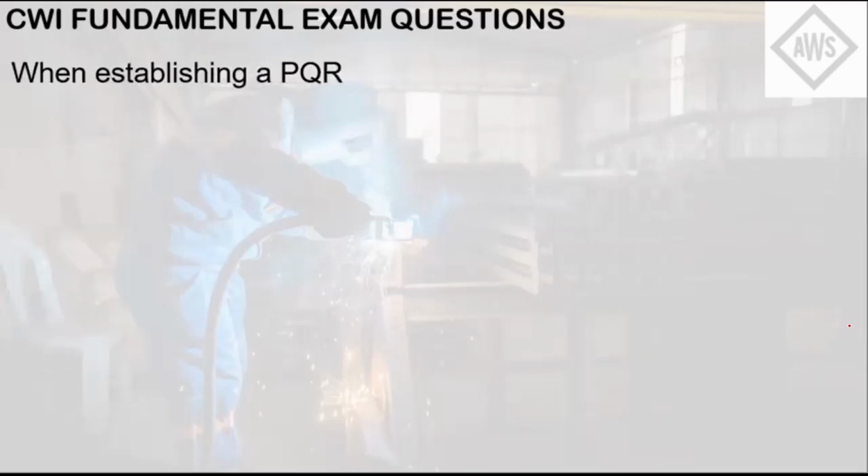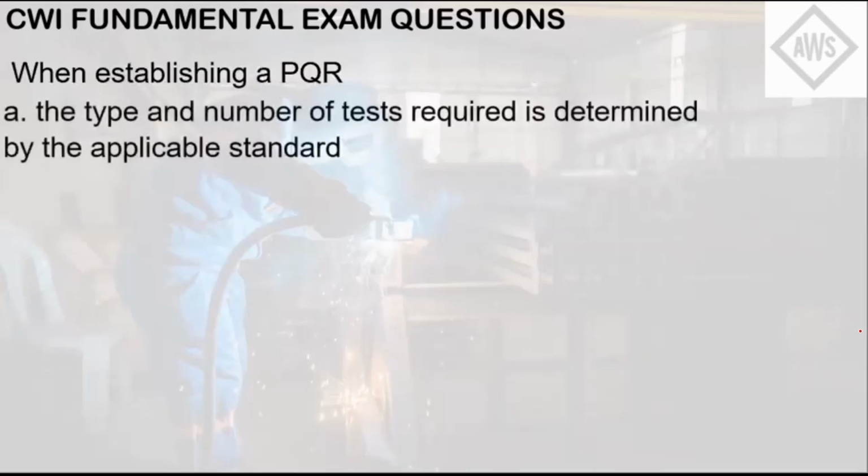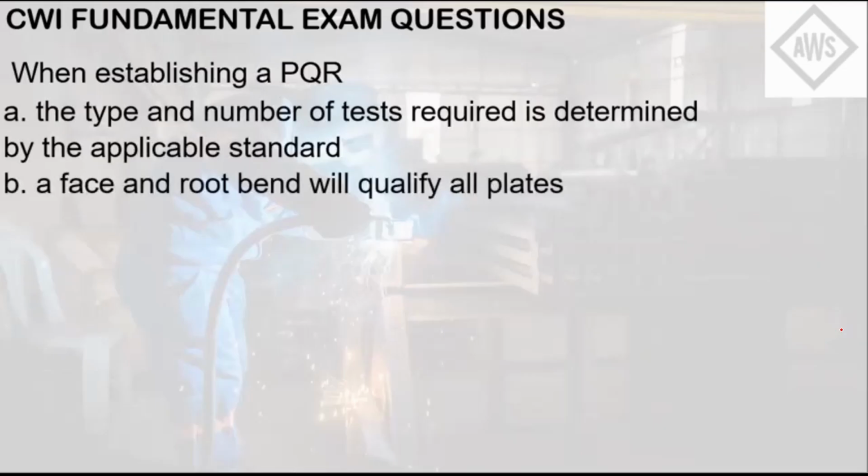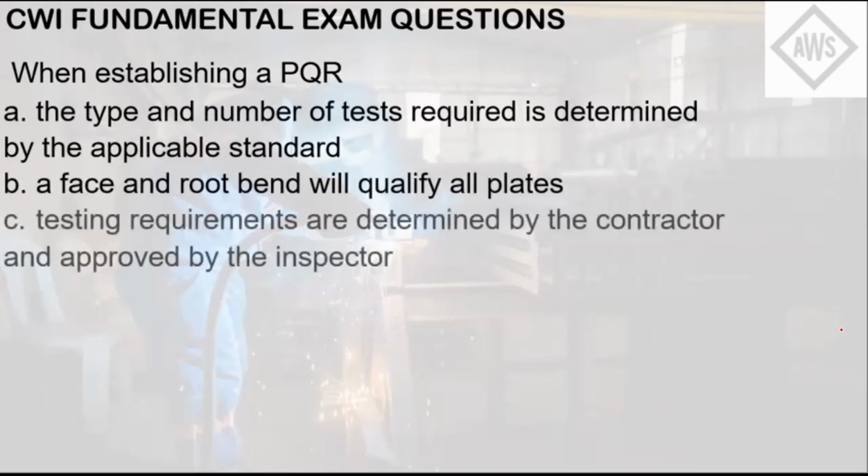When establishing a PQR, the type and number of tests required is determined by the applicable standard. Letter B, a face and root bend will qualify all plates. Letter C, testing requirements are determined by the contractor and approved by the inspector.